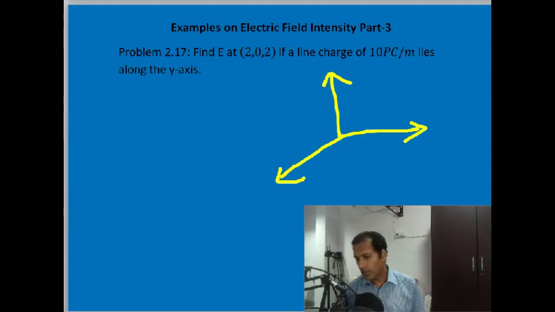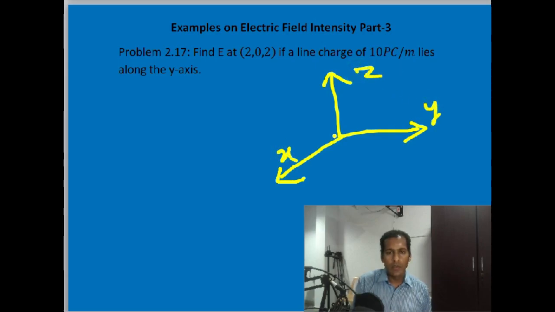So for this point we have to find out the electric field intensity. Let us write down the axes: here we have x, y and z. On the x-axis it is 2. On the y-axis, 0 means the same point. On the z-axis it is 2. So on this xz plane, somewhere this point is located, a point Q.